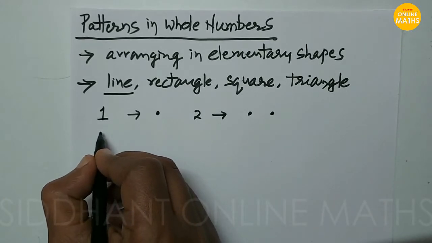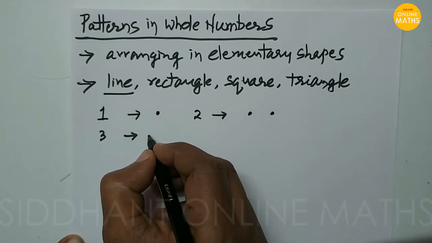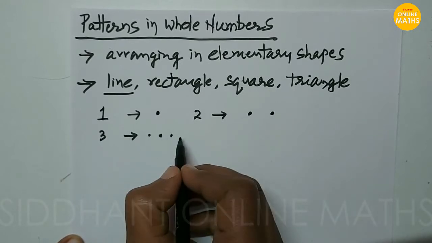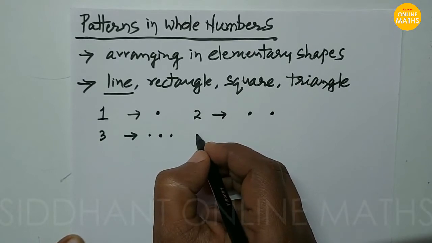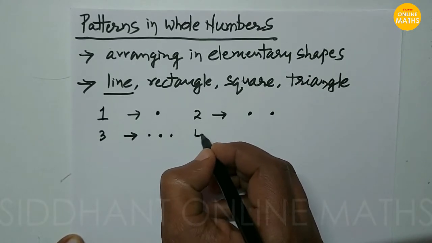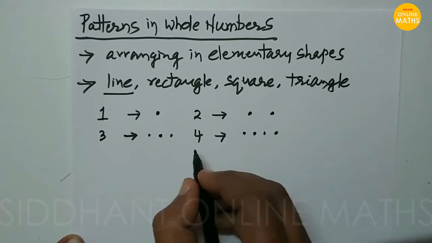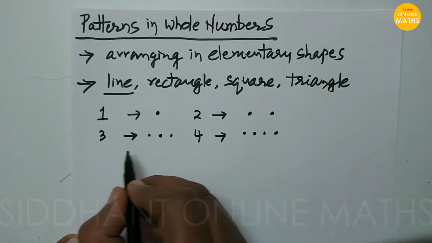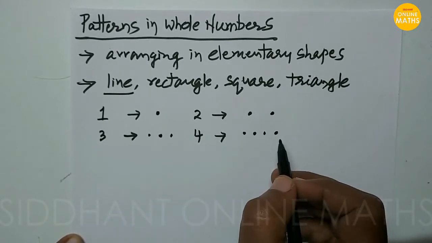Suppose you take another number 3, then also you can form a shape of a line. Three dots you place here, it looks like a line. As you increase the numbers, you get a bigger line. If you take 4, then you are going to see 4 dots. And if you get a number 5, 6, or 7, you are going to see a shape of a line. So with these dots we can form a line.